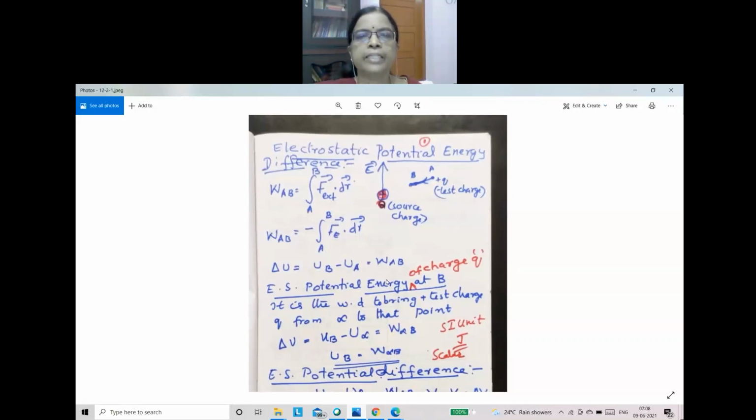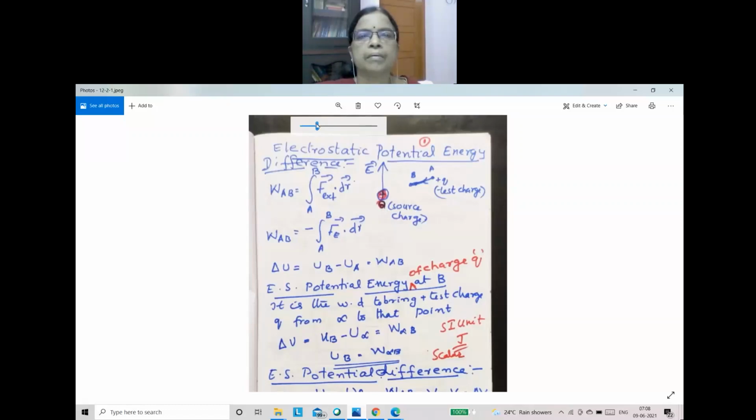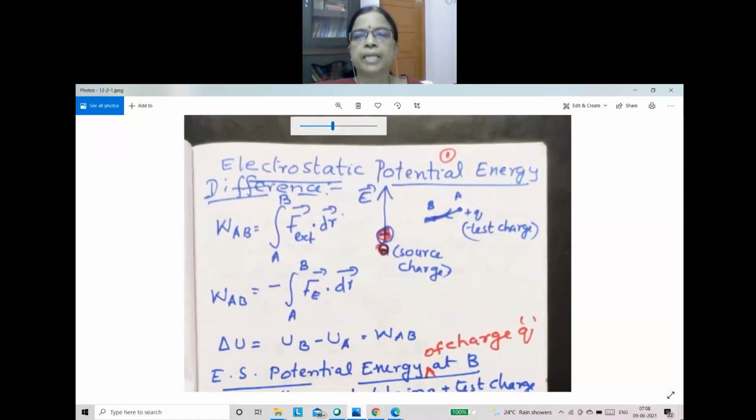Here I will explain. Here you can see a positive charge, and we know the electric field of a positive charge is outwards, and around that charge there will be an electric field, and you consider 2 points A and B. The electric field direction is outwards, but we are bringing the charge towards the source charge, opposite to the electric field.